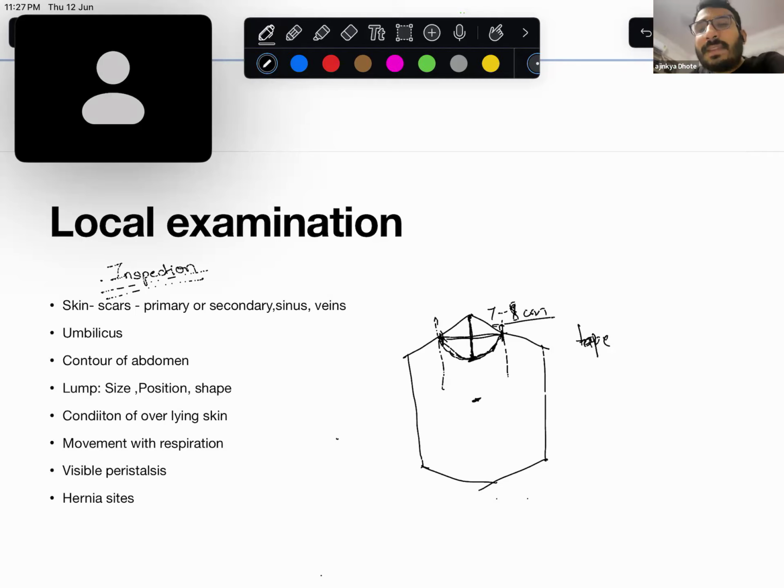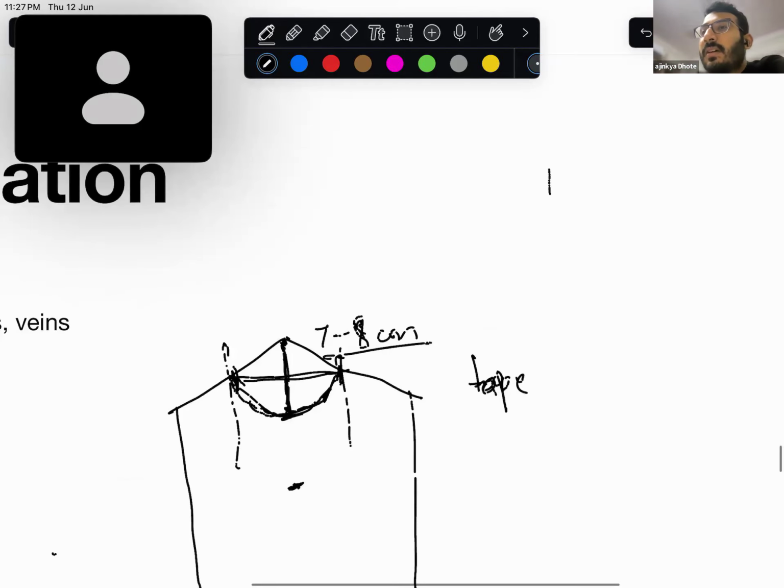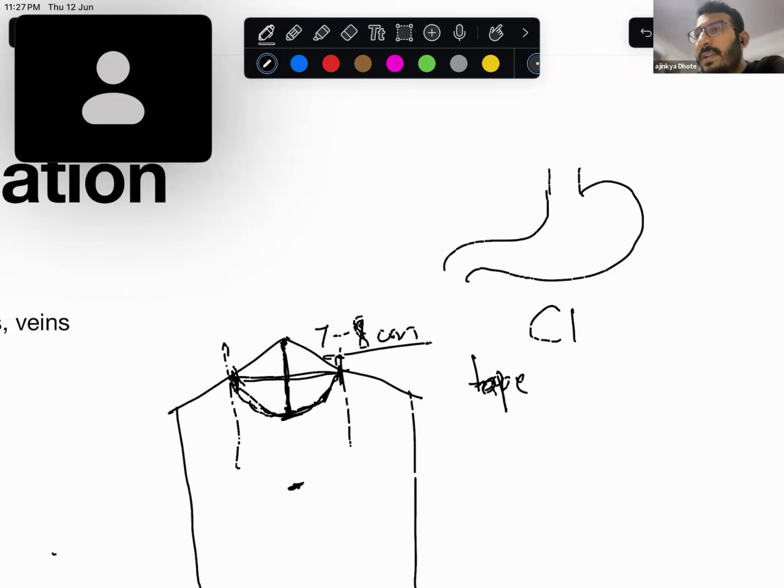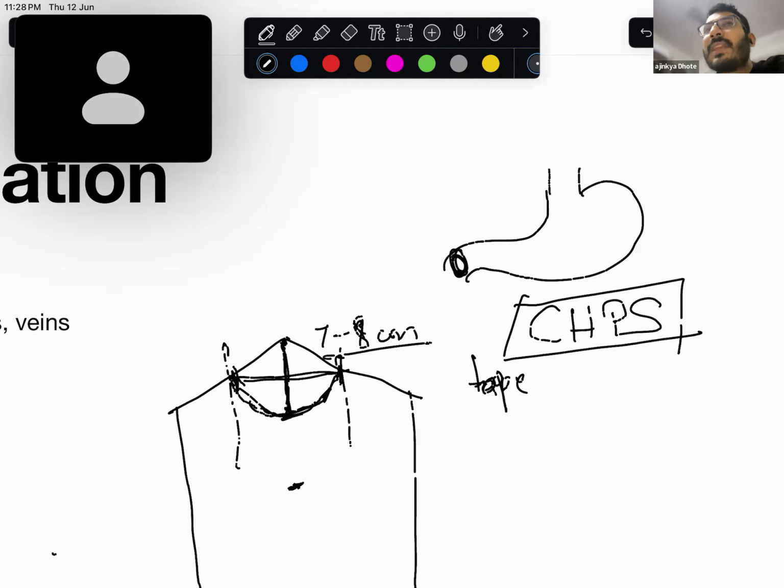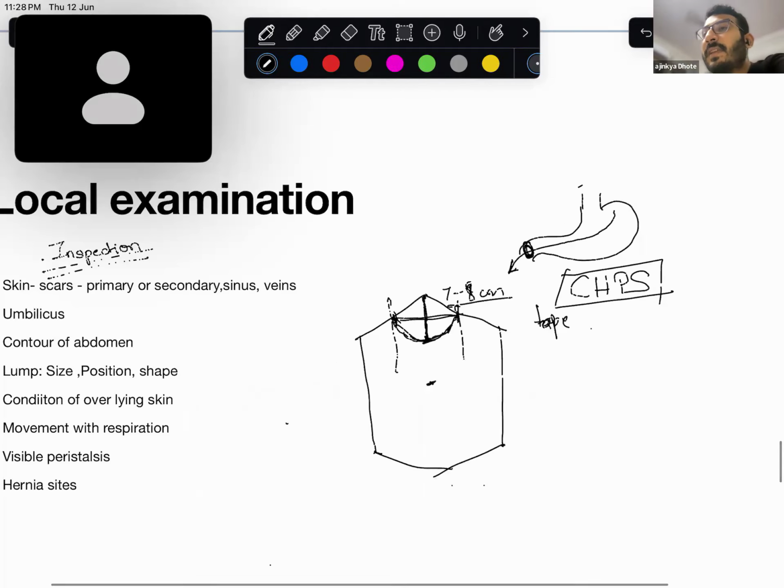Third thing that you get to see is visible peristalsis. Now, this is very important in an epigastric lump. I think most of you must have read about congenital hypertrophic pyloric stenosis. In a case of CHPS or even adult gastric outlet obstruction, the stomach tries to push the contents distal to the site of obstruction. So when the peristaltic waves are very significant, you can see the waves moving.